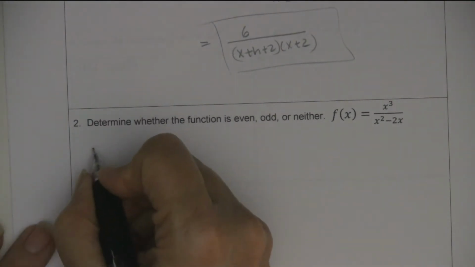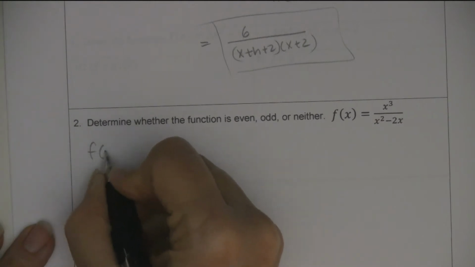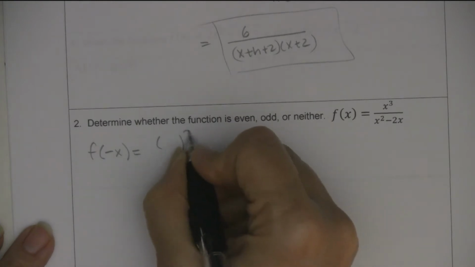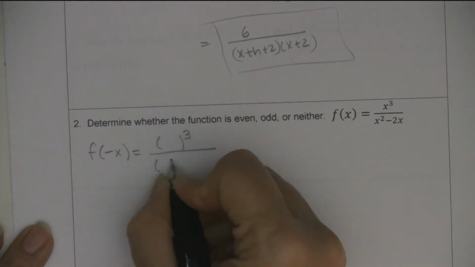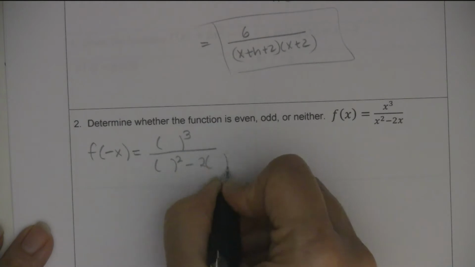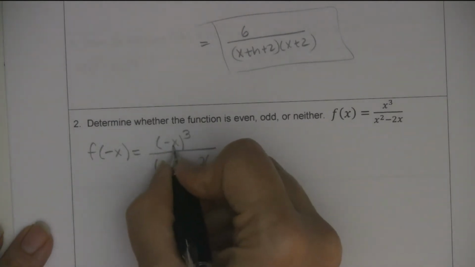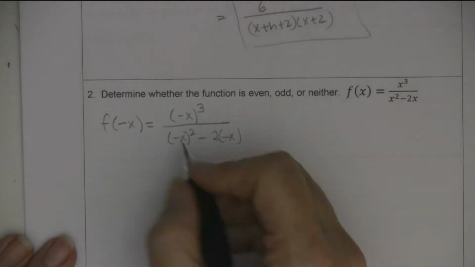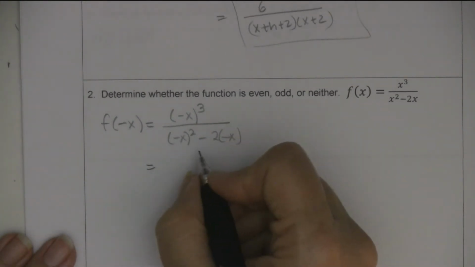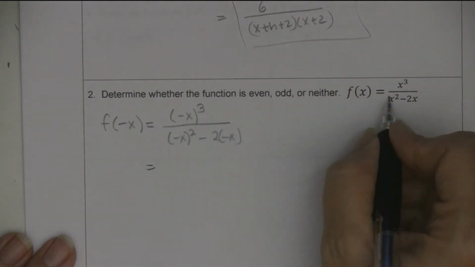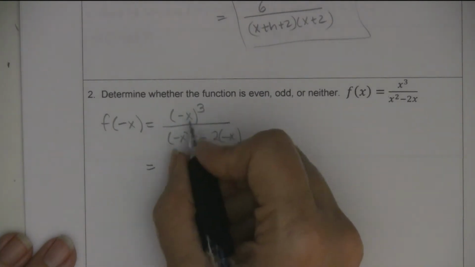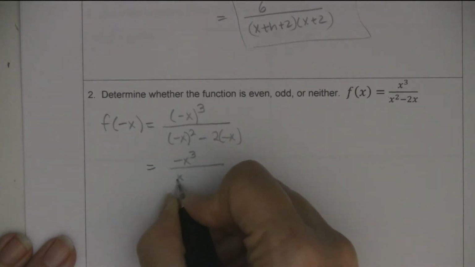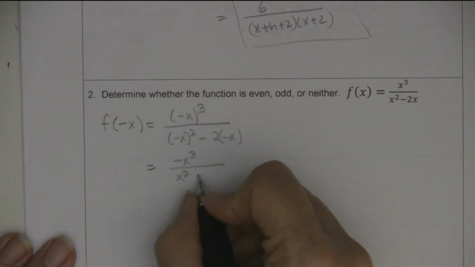So odd, even, or neither. The test is to look at what f at negative x is equal to. Put in your blanks again and fill in your blanks. So with negative x here, with negative x here, and negative x here. If you get what you started with, it's even, and if you get the opposite of what you started with, it's odd, right? And so in the numerator, I get negative x to the third. Here, I get x to the second. Here, I get plus 2x.